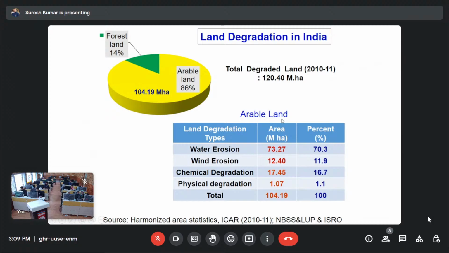Around 12% is getting wind erosion. 16% is chemical degradation, which includes salt affected soils or acid soils. 1.1% is affected by physical degradation, meaning land deformation. Like that, you can say 104 million hectare of agricultural land is affected by land degradation, which is 86% of the total agricultural land. Forest land is also affected by land degradation, mainly because of water erosion, around 14%. So land degradation doesn't only take place in agriculture, but also in forest land.